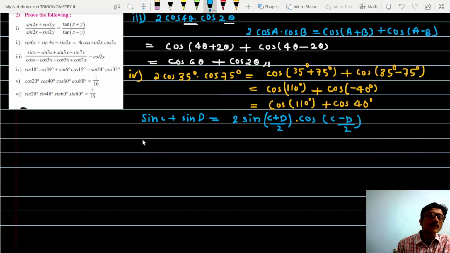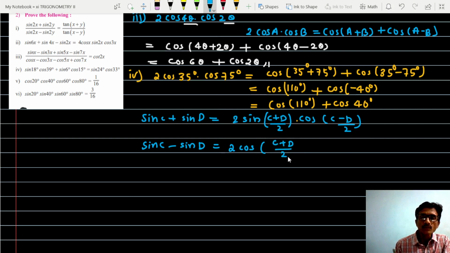Then sin C minus sin D is what? Sin C minus sin D, that is equal to 2 cos C plus D upon 2 into sin C minus D upon 2.